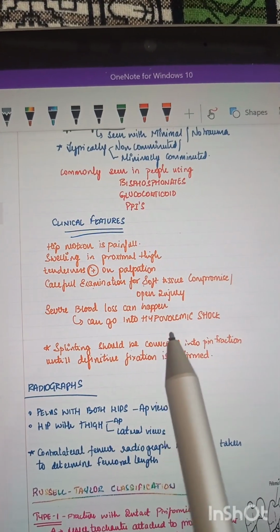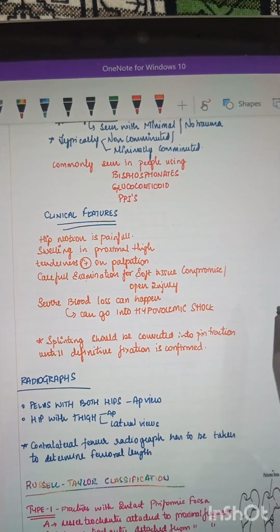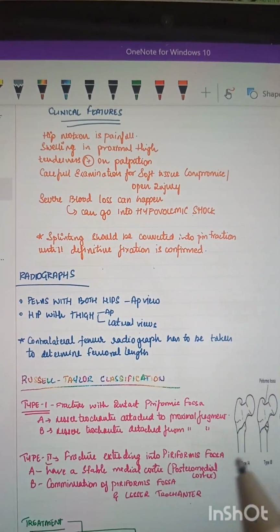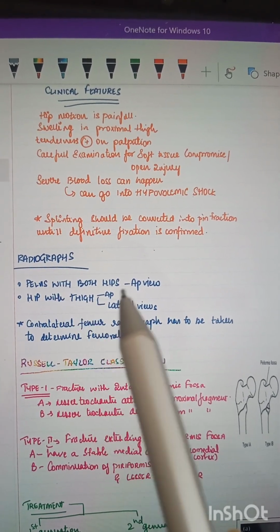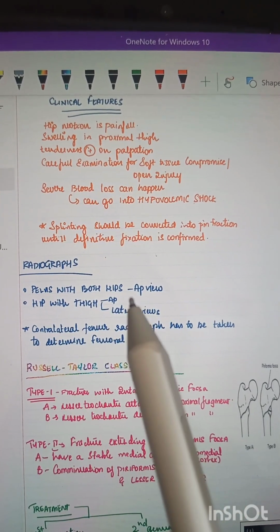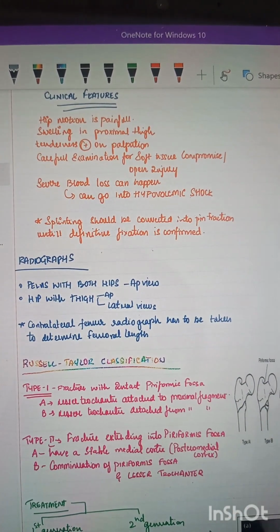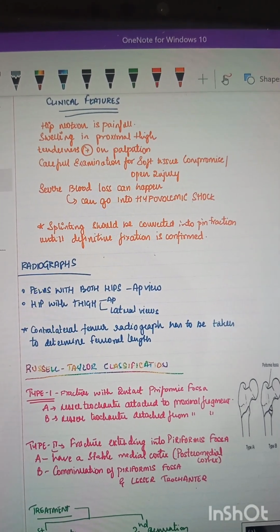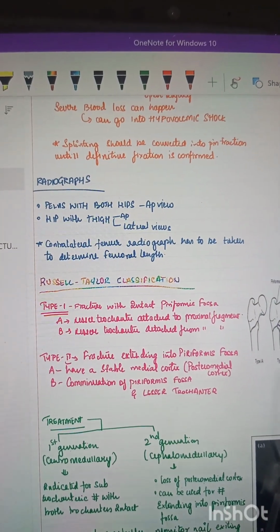If there is any splinting which is present externally, it should be removed and it should be converted into skeletal traction until definitive management is confirmed. Next comes radiographs. In radiographs, we compulsorily have to take pelvis with both hips AP view. And also the affected limb, hip with thigh, AP view and lateral view has to be taken. Along with this, the contralateral normal femur, a normal thigh, also has to be taken in order to check the femoral length. We have to check whether any shortening is present or not.